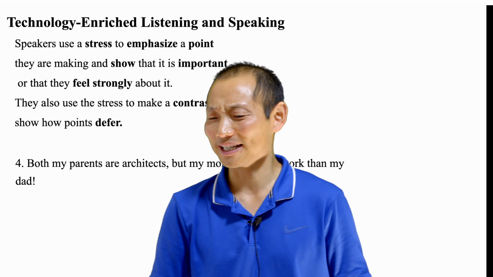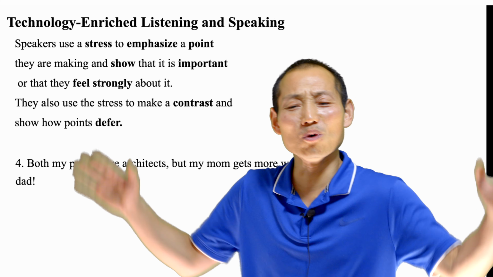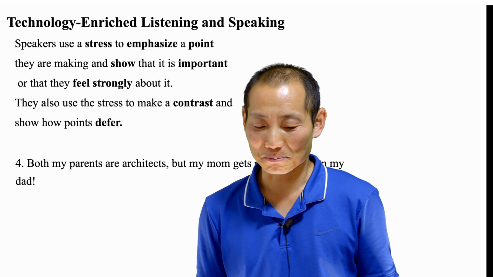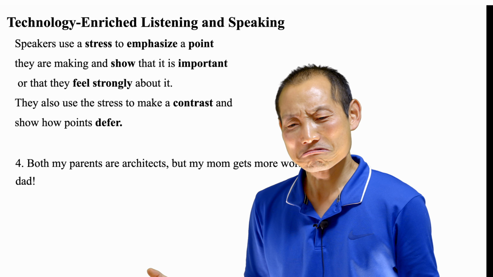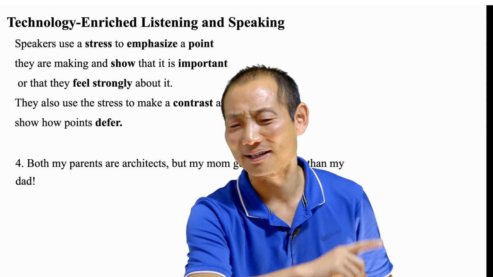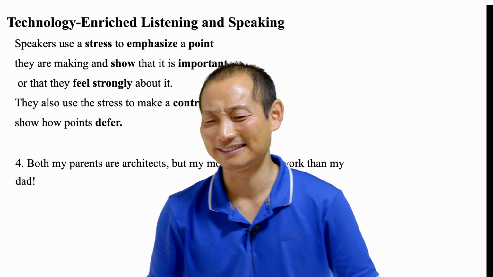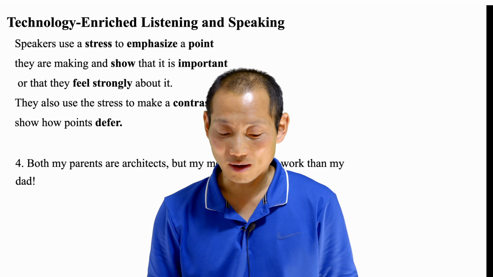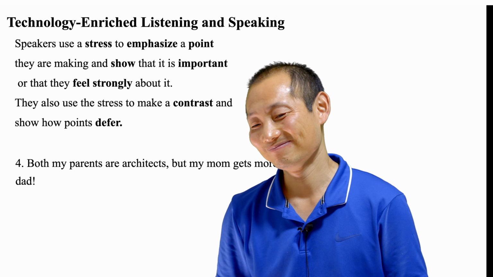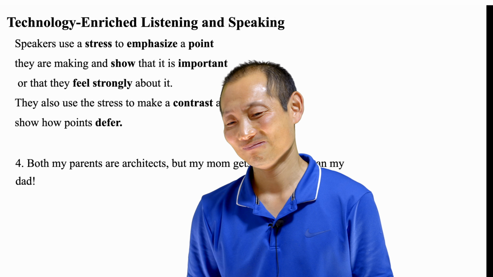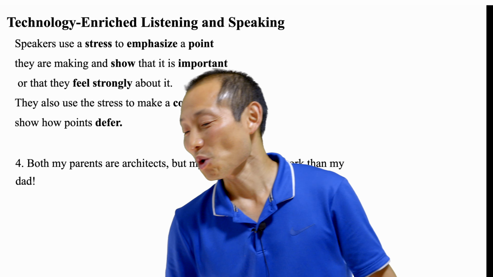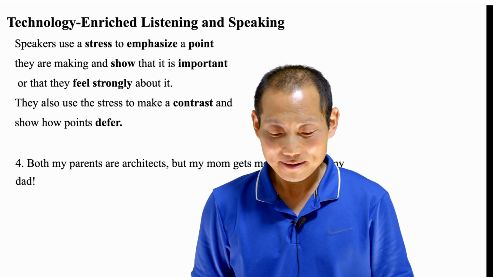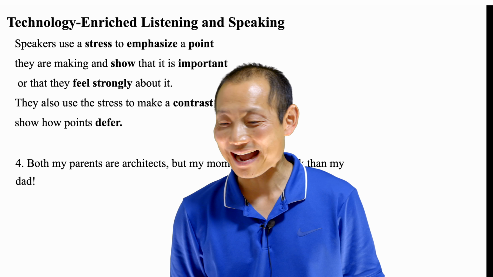The last one. You ready, guys? Congratulations. Let's move on. Next one. Both my parents are architects, but my mom gets more work than my dad. This time, maybe Man first. Which one should be emphasized? I don't know. Maybe both mom and dad. Both mom and dad. Why do you think so? Because one woman, one man. One woman and one man. Joshua, what do you think? More. That's a good try. More. Okay, but my mom gets more work than my dad.